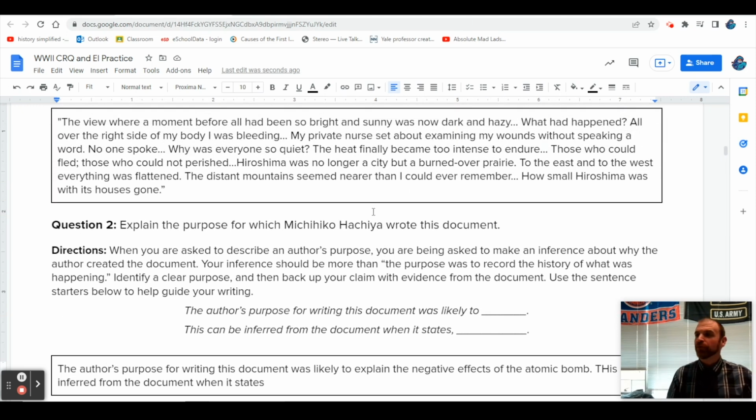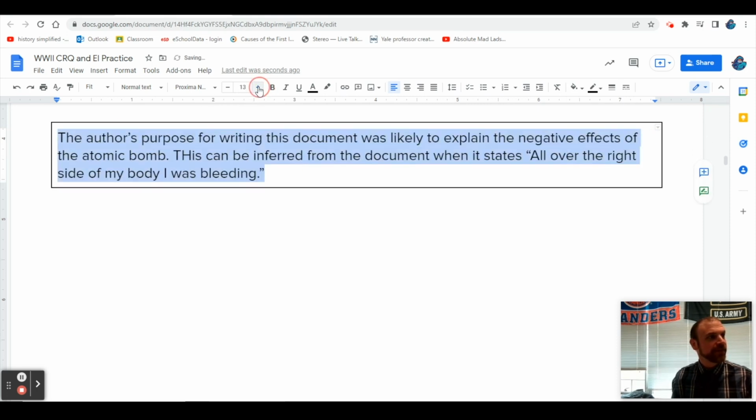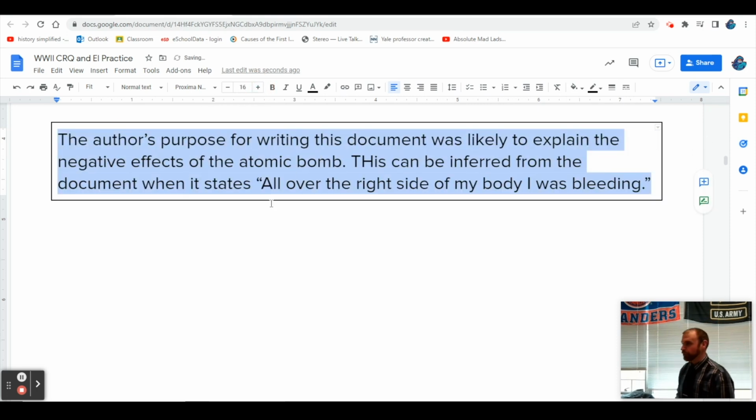Lindsay, what's a word or a phrase that shows something really bad happened in Hiroshima in that document? Yeah, right? All over the right side of my body, I was bleeding. So I'm going to take that phrase, when it states, quote, all over the right side of my body, I was bleeding, period, end quote. An example of the negative effects of dropping an atomic bomb on Hiroshima.